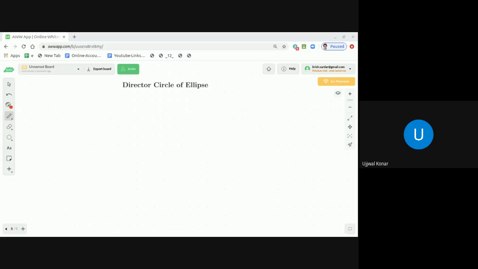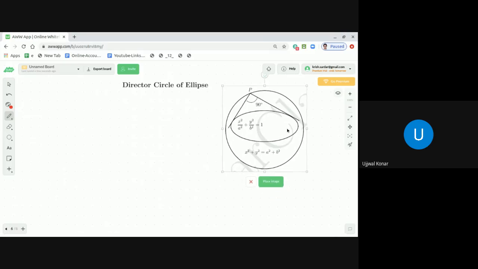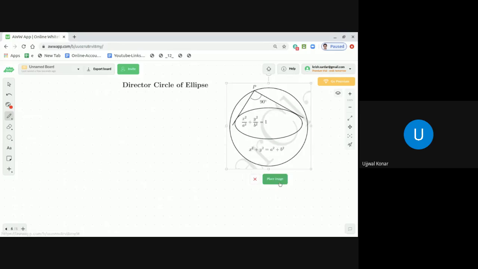Let me first take the diagram. Let me show you the diagram, and based on that diagram I can explain further. Please just concentrate on the ellipse in this diagram, this one. And what is the equation of that ellipse? The equation of that ellipse is x square by a square plus y square by b square equal to 1.